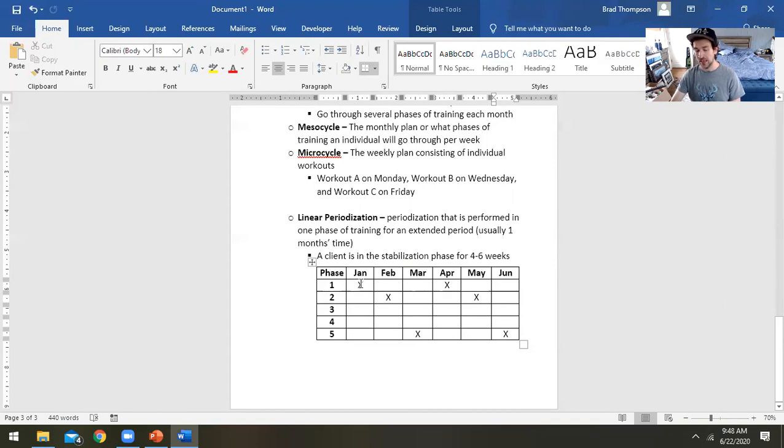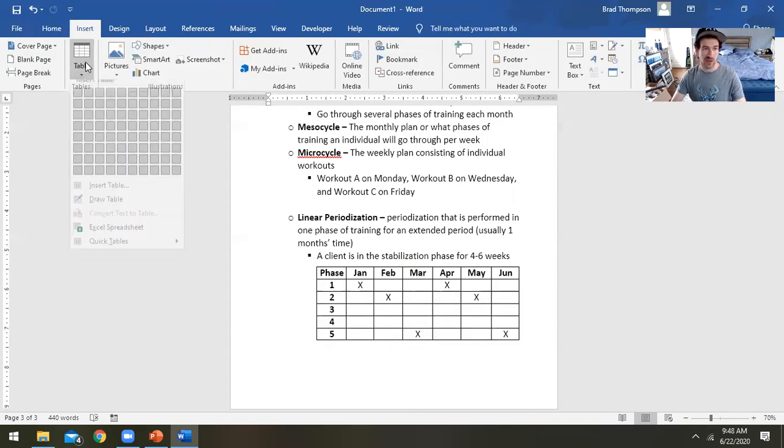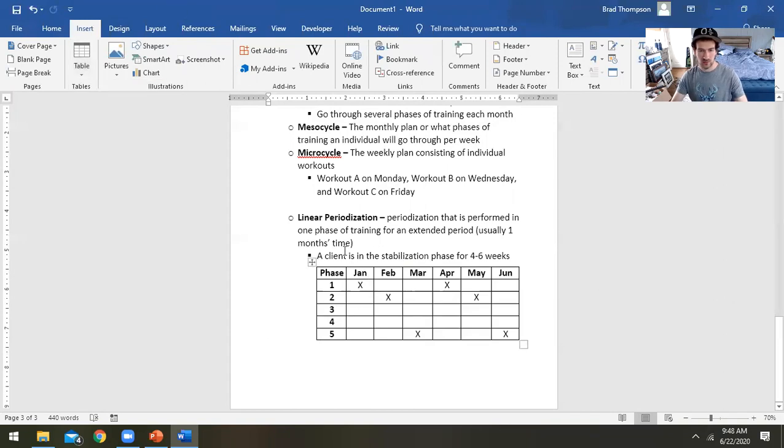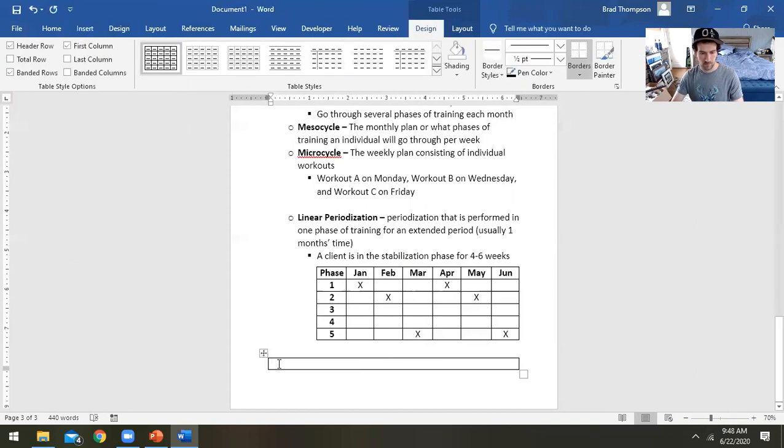So then, if I were to zoom into January here, what? Why not? Oh, this is being all weird now. This is why I wanted to copy paste.